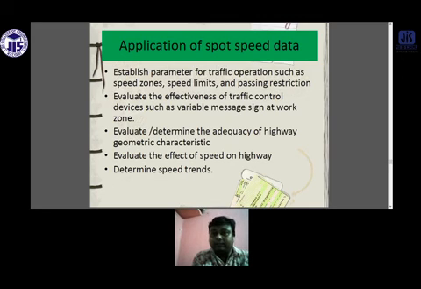And passing restriction evaluation, the effectiveness of traffic control devices such as variable message signs, work zone evaluation, and determining the adequacy of highway geometric characteristics, evaluation of the effect of speed on highways, and determining the speed trend, meaning which type of pattern it follows.